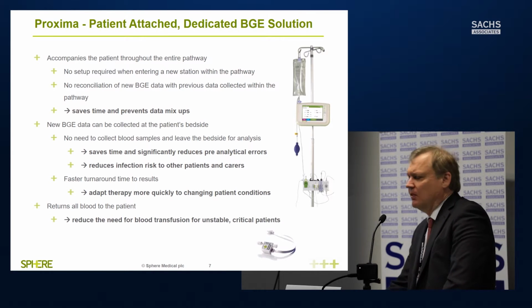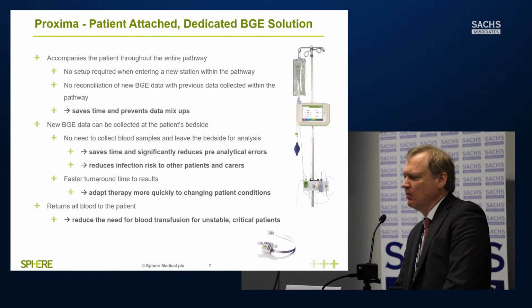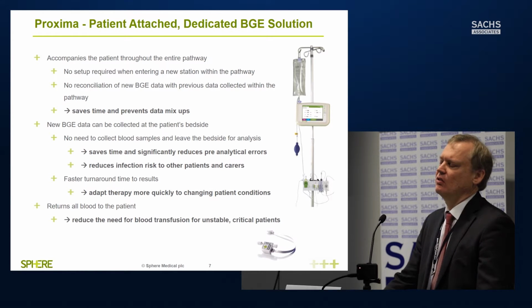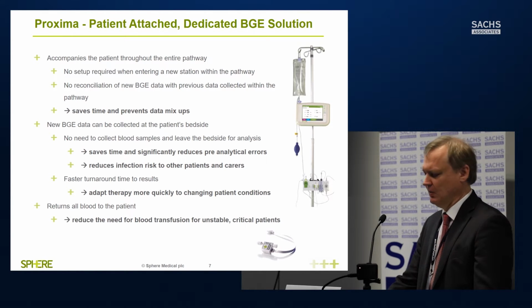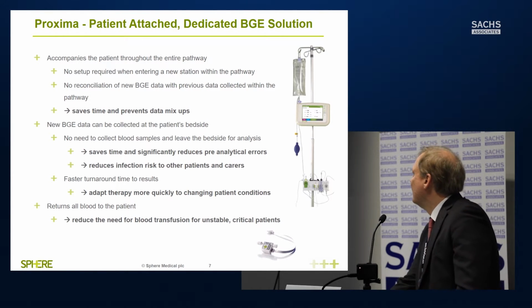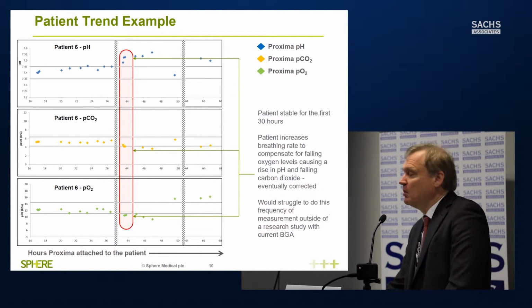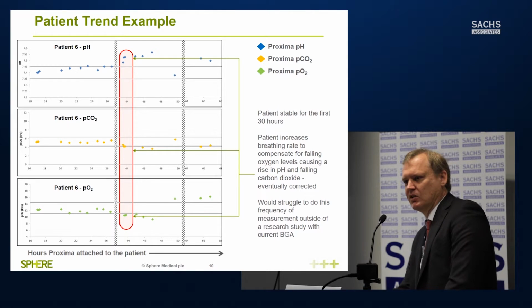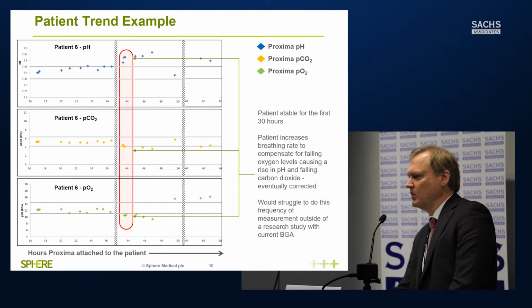And by returning all the blood, obviously we reduce the need for transfusions and also the infection risk. And we have a very fast turnaround time for results. So what that actually means is you can adapt your therapy much more quickly to the changes in a patient's physiology. But we looked at some data when we ran a study, and this is very interesting data because most clinicians will tell you the patient is unstable within the first 12 hours after an operation.